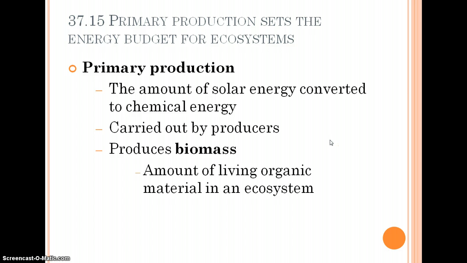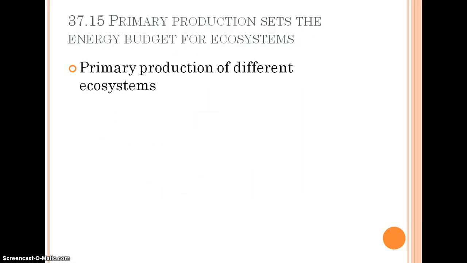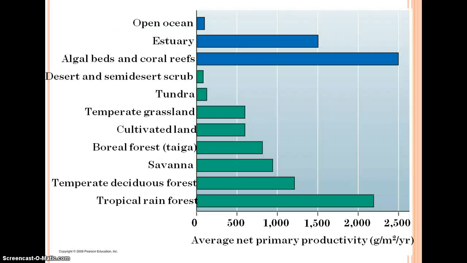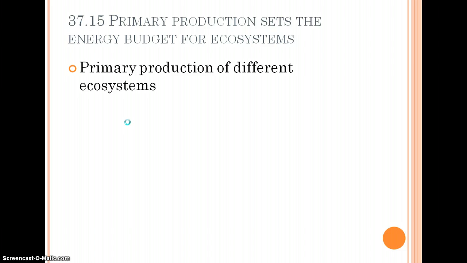And primary production produces something called biomass. This is the amount of living organic material in an ecosystem. So biomass is all the living organic material in the whole entire ecosystem. Primary production is different in different ecosystems, so it varies. Okay, so let's take a look. Now, I'm not ever going to make you memorize this chart. However, this is just something kind of cool to look at. Okay, so this is different primary productions.